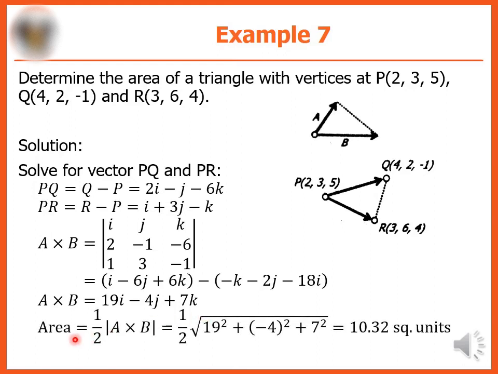So the area is equal to 1/2 of the magnitude of the cross product of A and B. That's equal to 1/2 the square root of 19 squared plus negative 4 squared plus 7 squared, that's equal to 10.32 square units.